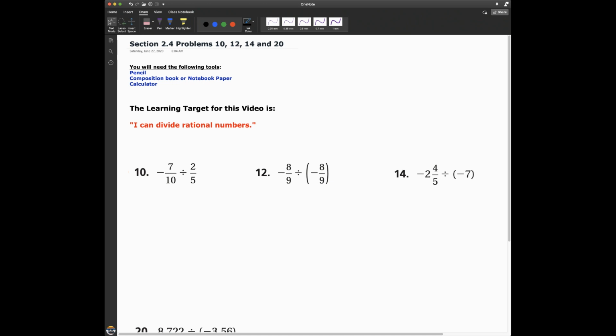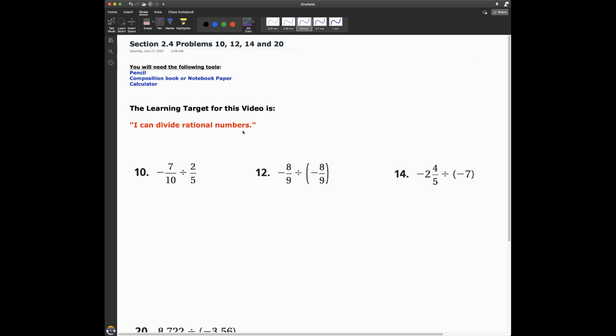The learning target for this video is that at the end, hopefully you will feel better with your ability to divide rational numbers, and you can go out in front of your house and scream at the top of your lungs, I can divide rational numbers. Okay, just don't scream too loud. You might wake up the neighbors if you're watching this video in the evening.